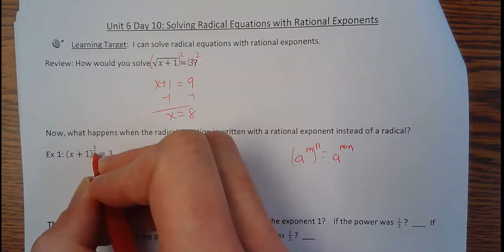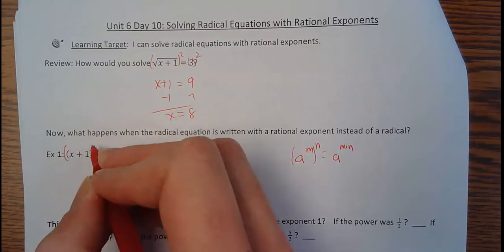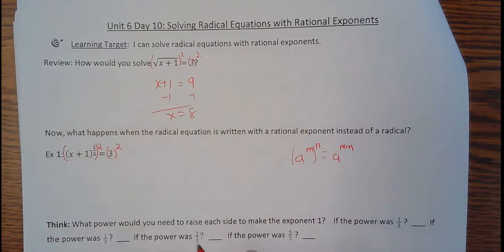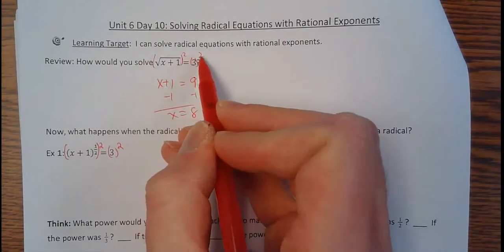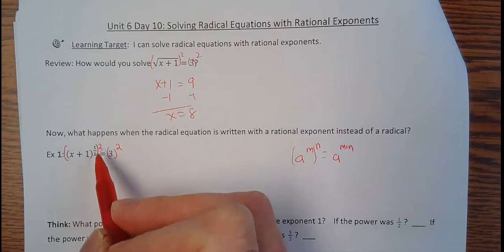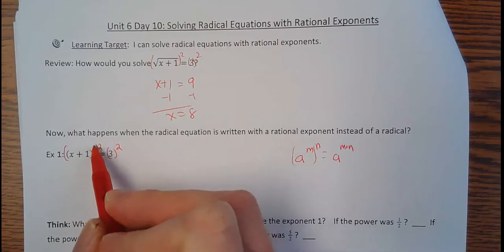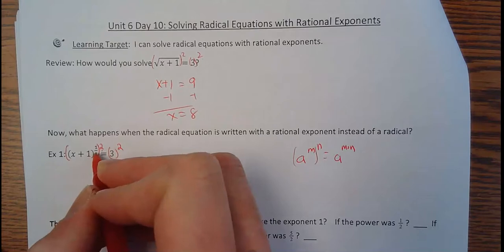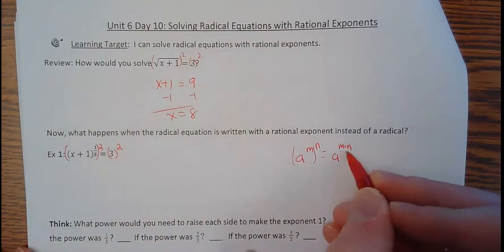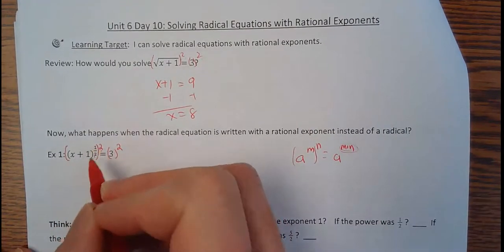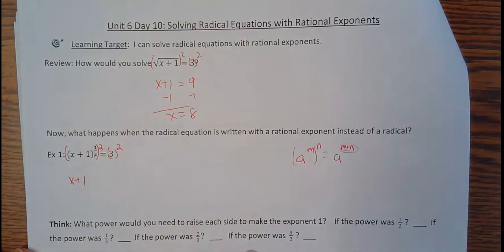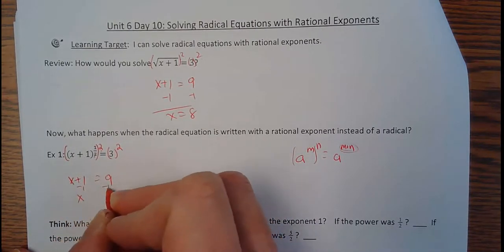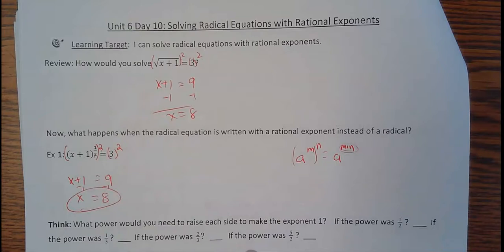So the reciprocal of 1/2 is 2, so I'm going to take all of this to the second power. Notice it's the exact same thing. I'm going to square it, take it to the second power, because 2 is the reciprocal of 1/2. So if I've got the 1/2 power raised to the second power, that says multiply together. Half of 2 is 1. That's just x plus 1 to the first power. On the right side, I've got 9. So when I subtract 1, it's going to be 8.